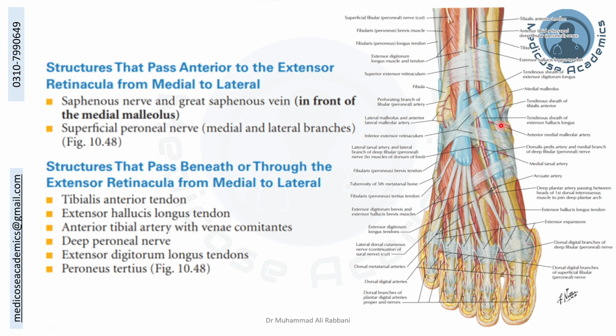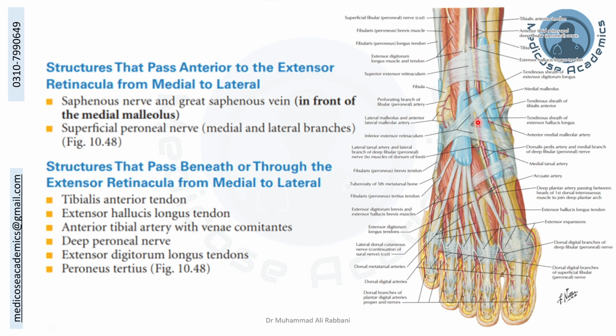If you look beneath the lower one, the inferior extensor retinaculum, the arrangement is a little different. There is tibialis anterior, then extensor hallucis longus, then rather than anterior tibial, we'll say dorsalis pedis artery, then there is deep peroneal nerve, then extensor digitorum longus, and then peroneus tertius tendon. So apart from these two structures being switched, the name of the artery is changed here.